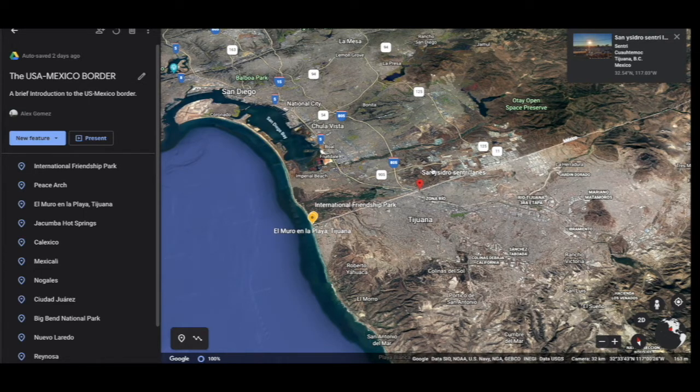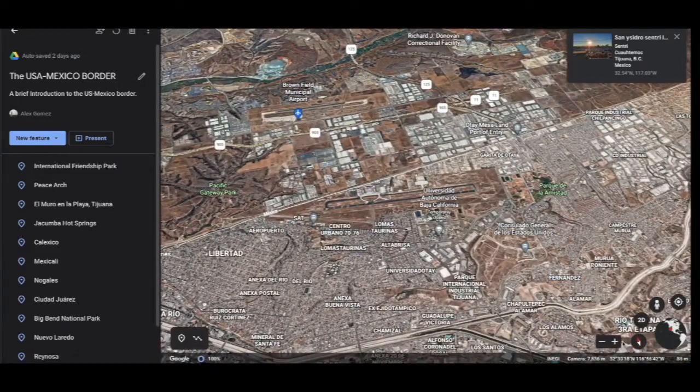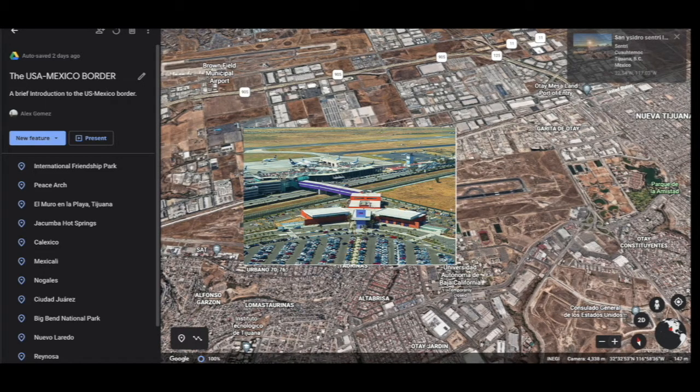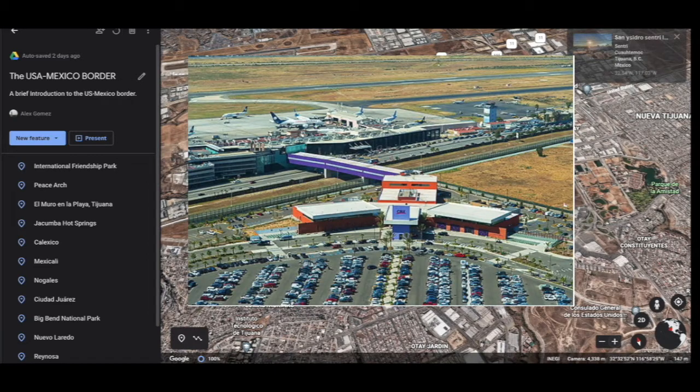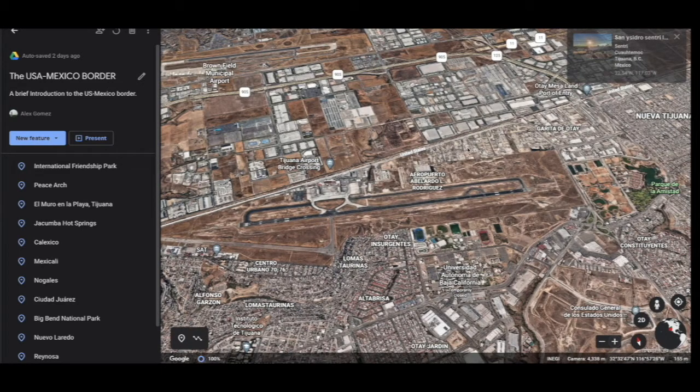This border has become more integrated. Let me see if I can zoom in right here. This is the international airport in Tijuana, and right here there's a bridge. They built a US terminal, and there's a bridge that connects to the Tijuana airport. This is how this region is well connected.